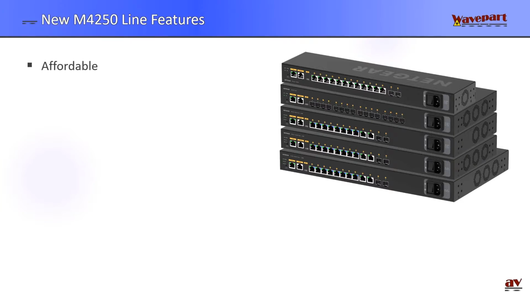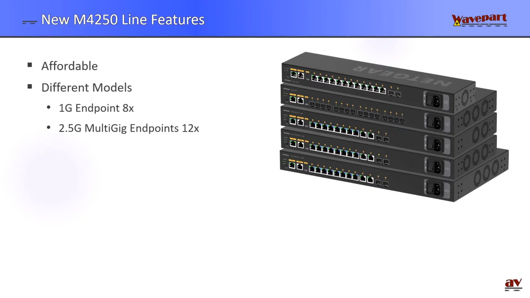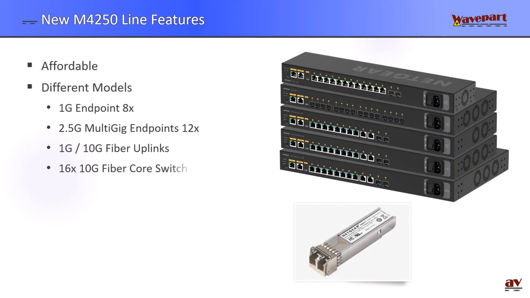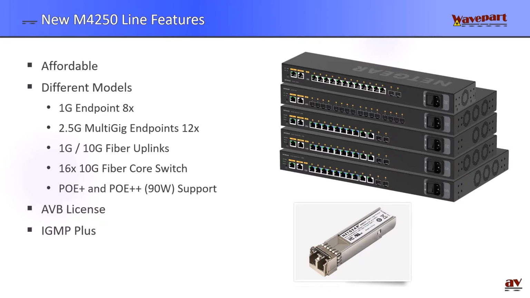First of all, the line is more affordable than the M4300. There are different models available with 1G endpoints, 2.5G multi-gig endpoints, and 1G and 10G fiber uplink ports. There's a 16-port 10G fiber core switcher available, and depending on the model, it supports PoE Plus and even PoE++, the 90-watt version of PoE. There's an optional AVB license, the NETGEAR proprietary IGMP Plus function, and a new ProAV user interface.